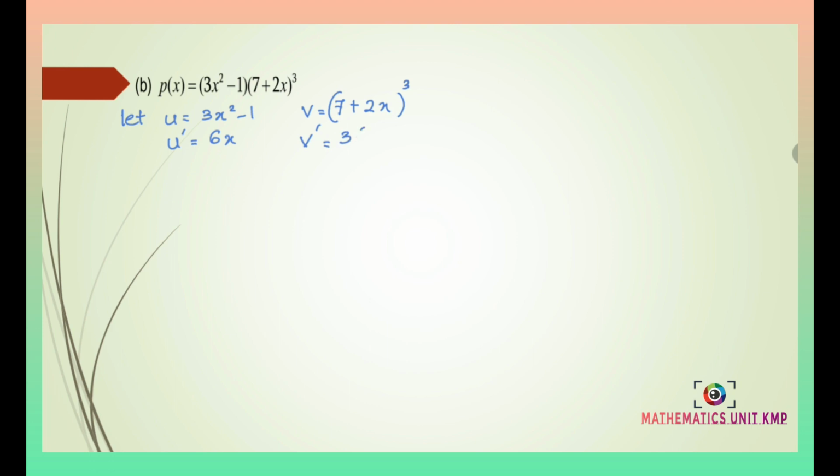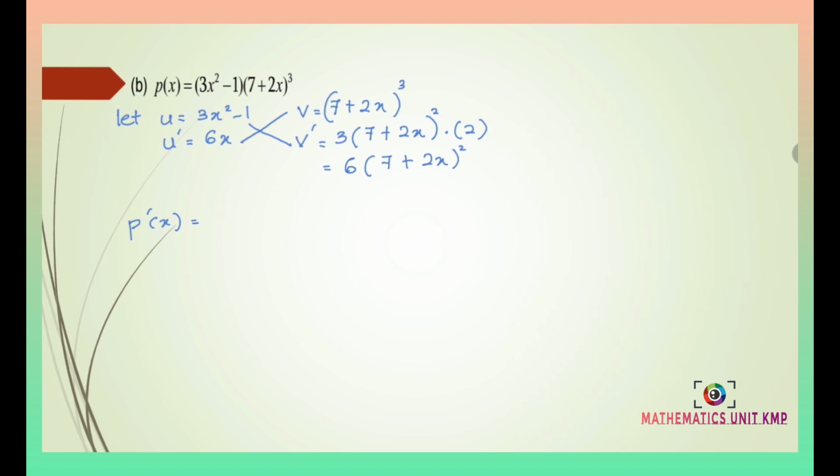So the answer is 3 (7 plus 2x) power 2 times 2. Then the final answer for v prime is 6 (7 plus 2x) power 2. After that, we substitute into the product rule. Then we write p'(x) equal uv' plus vu'.